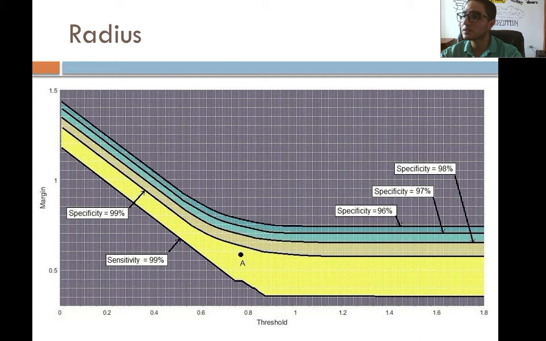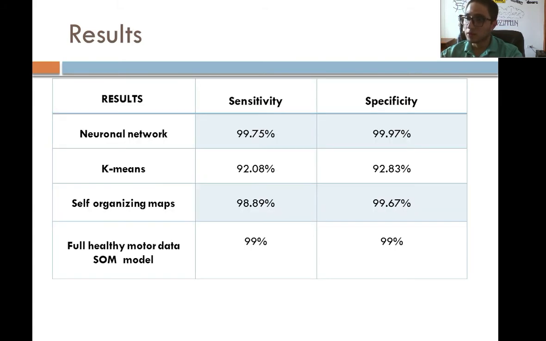See how we obtain sensitivity of more than 99% with any specificity equal or less than 99%. Thus, the performance of the model depends almost totally on the feature selection. The results show that self-organizing maps can reach similar performance to the baseline neural network. K-means shows lower performance, and a full healthy motor data SOM model can reach 99% of sensitivity and specificity.